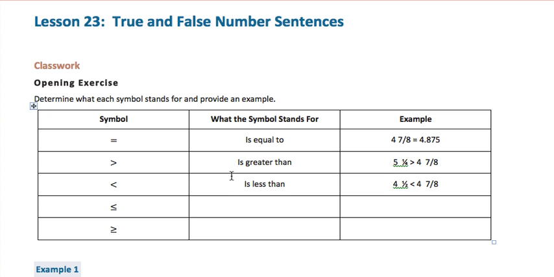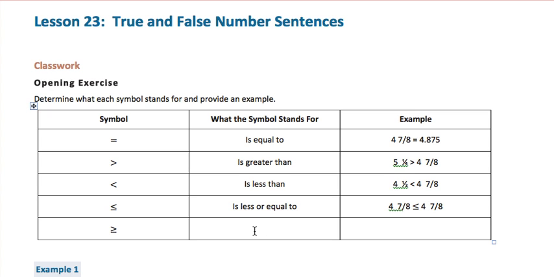Our last two symbols are sometimes a little unfamiliar to people. Our first one is less than or equal to. The little line underneath the less than sign is half of an equal sign. So this is saying is less than or equal to. And we could say 4 7/8 is less than or equal to 4 7/8. And that would be a true statement because 4 7/8 is equal to 4 7/8, and we have stated that it is less than or equal to, so that is true.